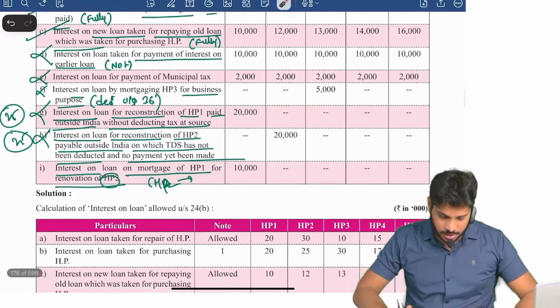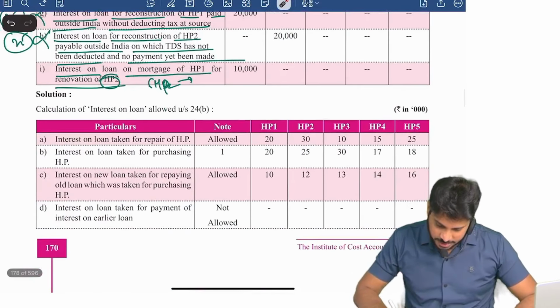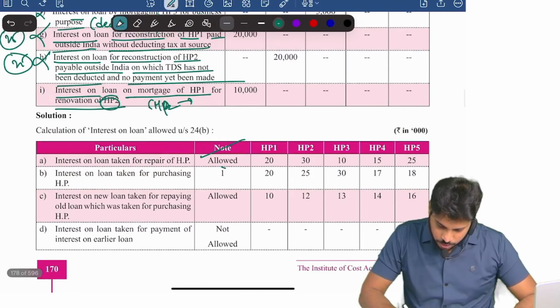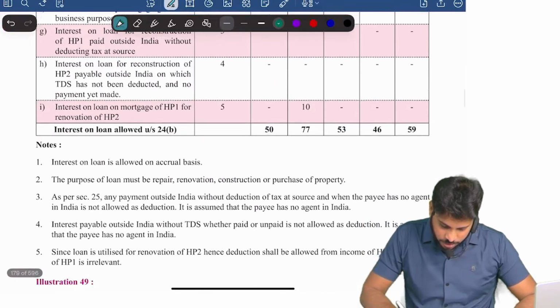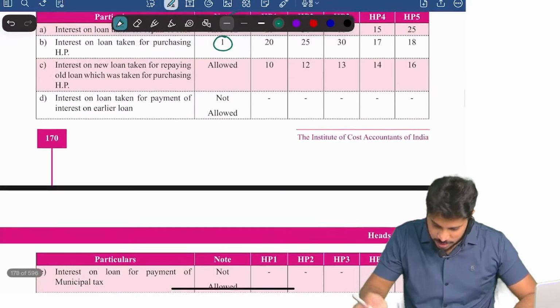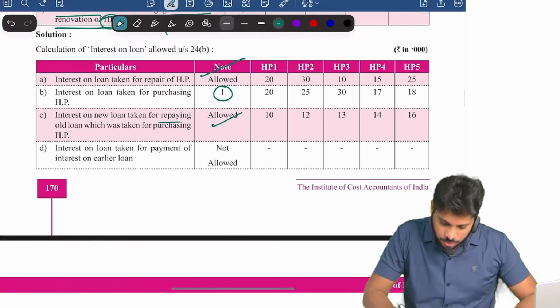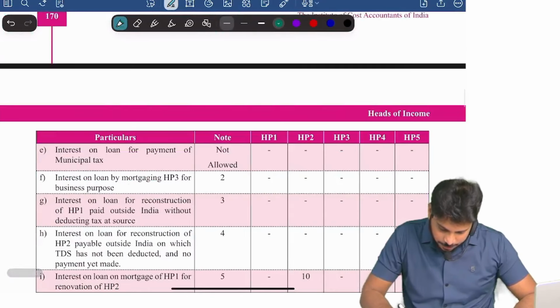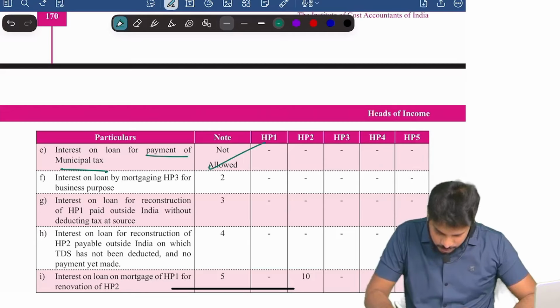Okay, now look at our answers, right? Okay, this is allowed. This is note number 1. What is note number 1? Interest on loan is allowed on accrual. That's what we thought. Interest on loan taken, allowed. Correct? D point we thought not allowed. C point, interest on payment of municipal tax, yes, we thought not allowed.